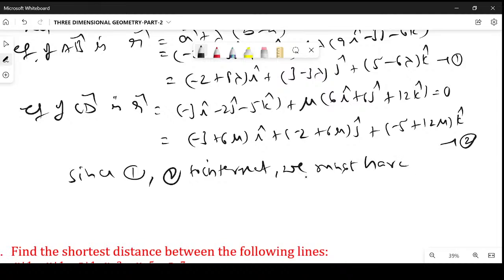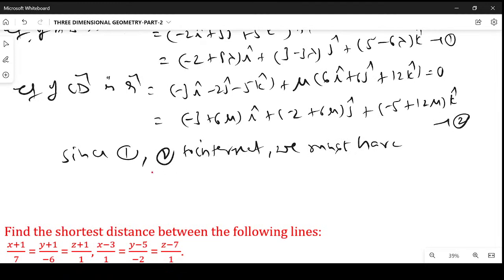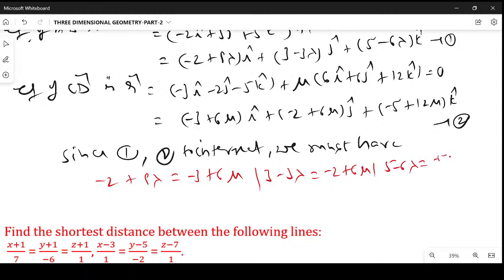you can compare 1 and 2. Minus 2 plus 9 lambda, when I compare this one, you can see here minus 2 plus 9 lambda equal to minus 3 plus 6 mu, and 3 minus 3 lambda equal to minus 2 plus 6 mu, and the k coefficient 5 minus 6 lambda equal to minus 5 plus 12 mu.